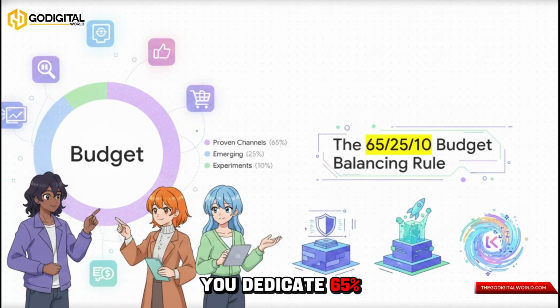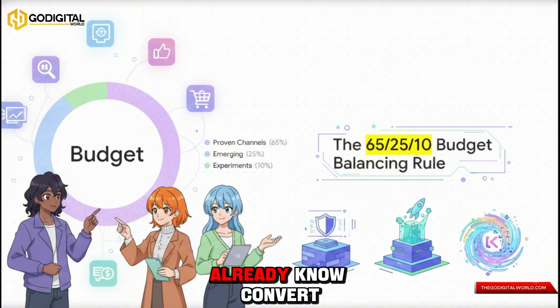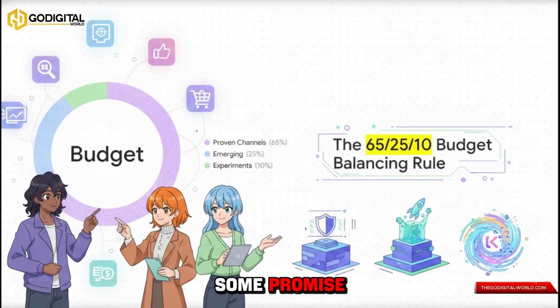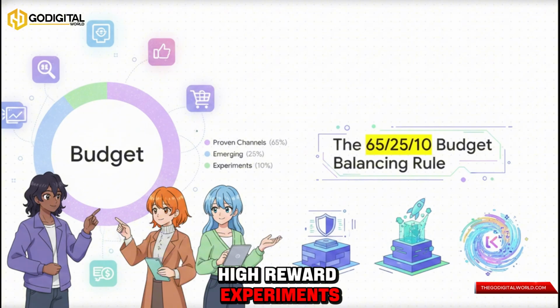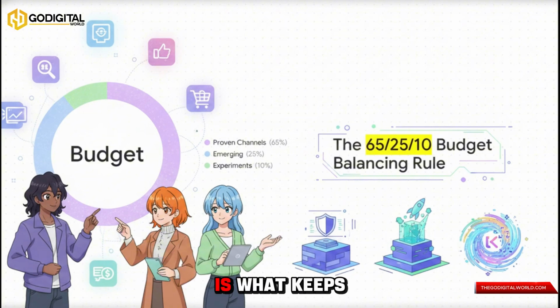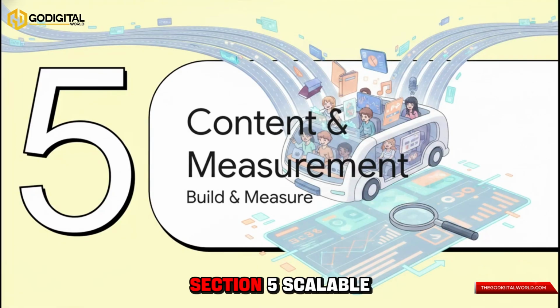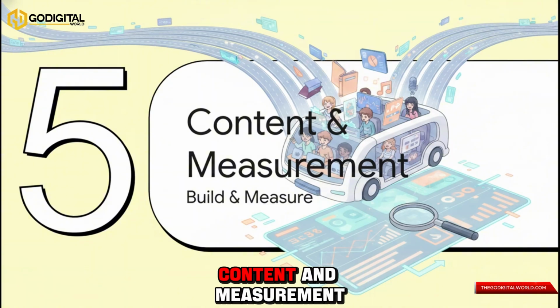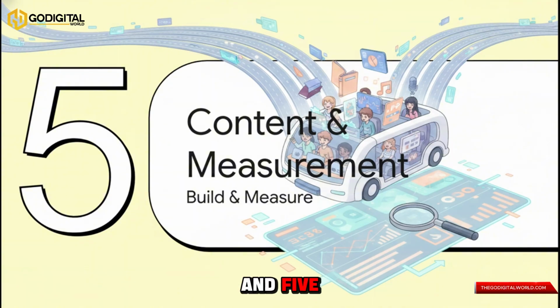You dedicate 65% of your resources to proven organic and paid channels that you already know convert. Then you intentionally carve out 25% for emerging platforms that are showing some promise. Finally, you reserve 10% for genuine, high-risk, high-reward experiments. This specific ratio is what keeps your revenue grounded and safe while making sure your brand never falls behind the curve. Next up is Section 5, Scalable Content and Measurement, covering Steps 4 and 5.